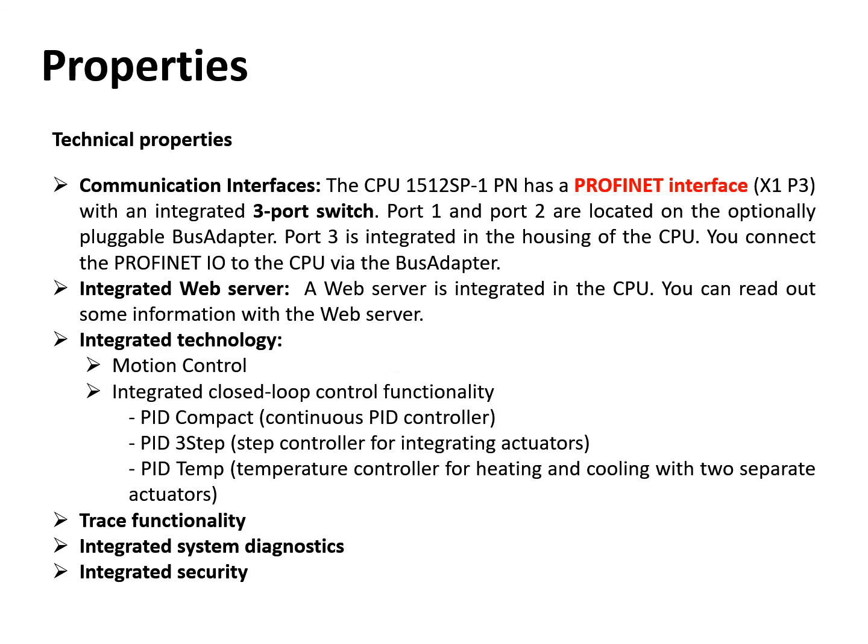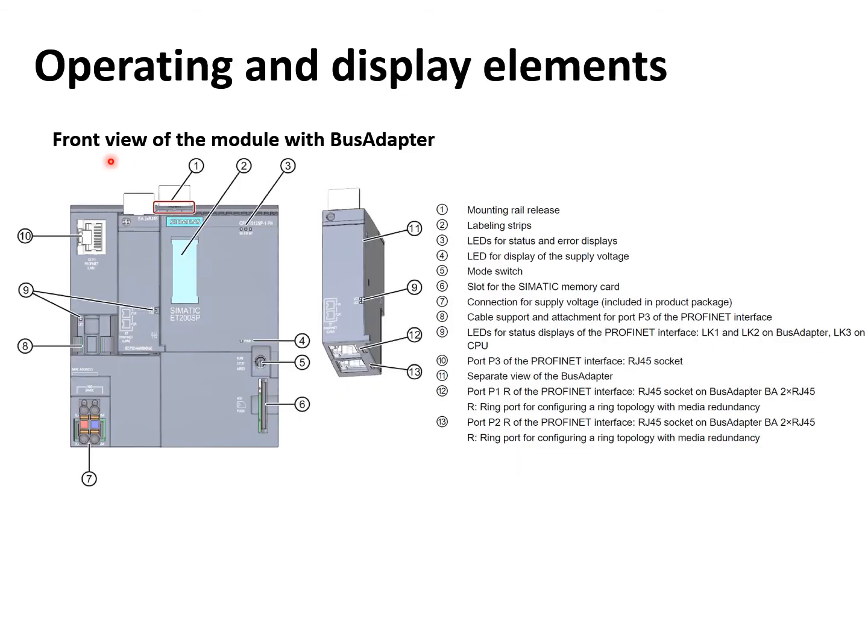Okay, so here we have a front view of the module with bus adapter. Let's see what we have here. Okay, so we have nice numbers here. It shows we have a mounting rail release. It's basically for releasing the module from the mounting rail. On that rail also we could have input-output modules. We have labeling strips, just to attach a label or a paper here.